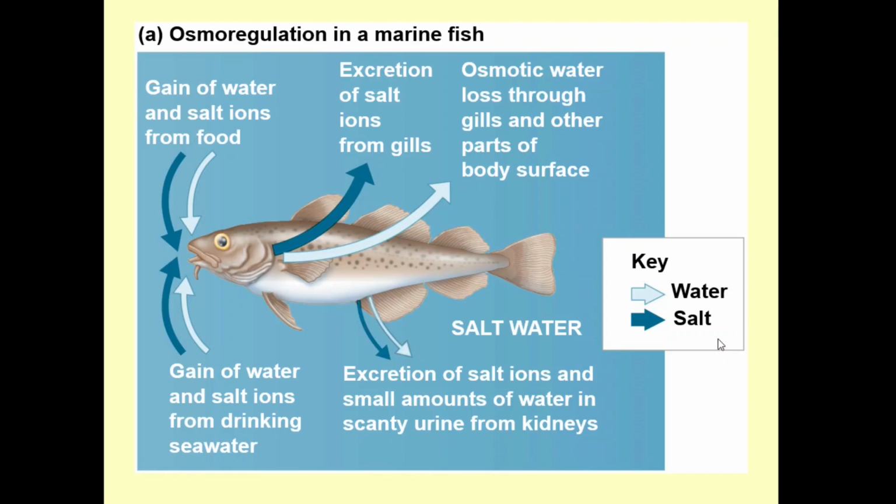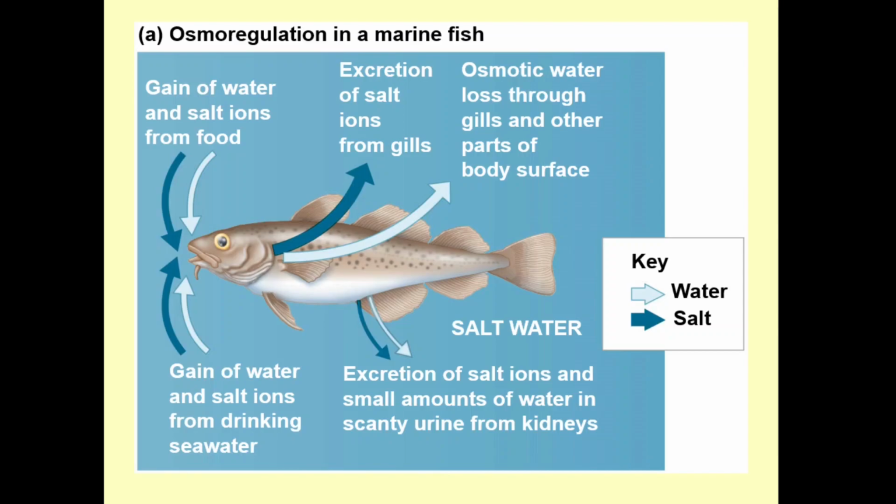So we can look at the salts with the dark blue arrows now. So they are gaining salt ions in their food and also from the water they're drinking. They are losing salts in their excretion. So they are urinating out some salts that are filtered out from the kidneys. And they are using those specialized cells, so chloride cells in the gills, to actively transport salts from the blood to the surrounding water. So this is how a marine fish osmoregulates.